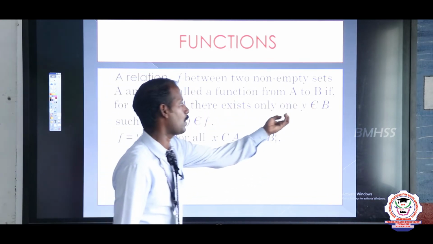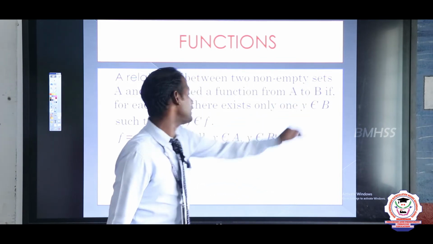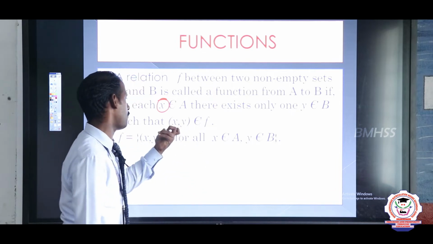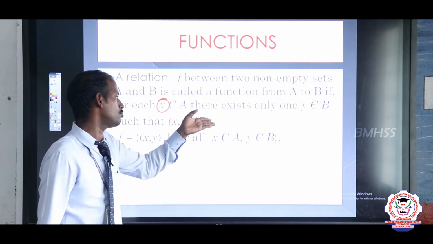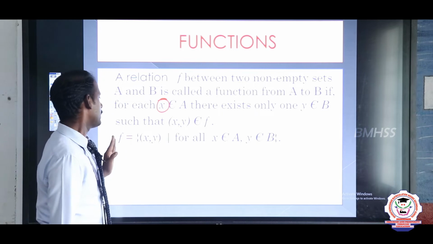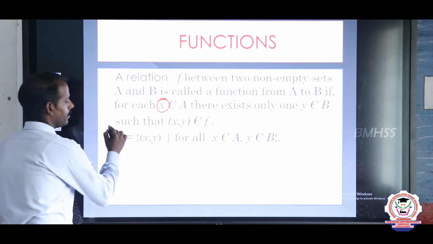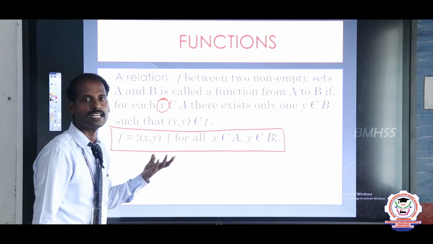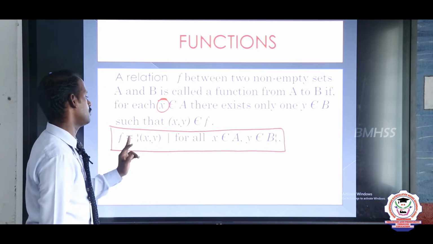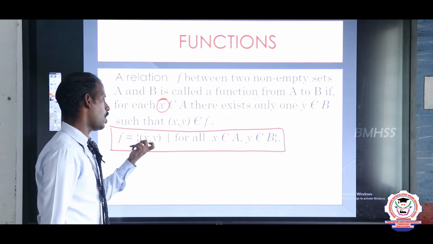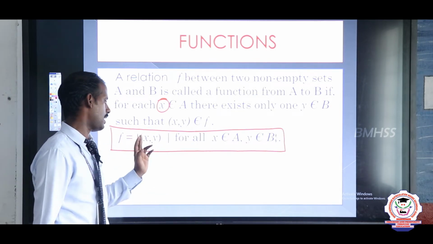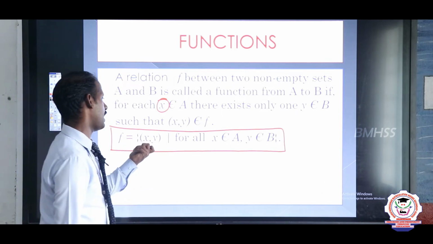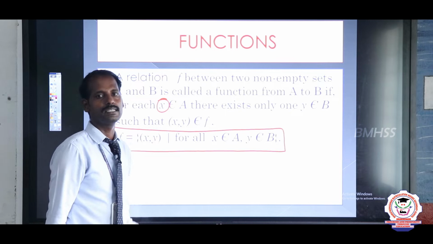So what are the elements y? The elements belonging to the B set, such that (x, y) is an ordered pair. So here the ordered pairs (x, y) belong to the function. This is a simple explanation of functions. Here f equals (x, y), the ordered pairs for all x belonging to A and y belonging to B. So every element belonging to A and B in this way is called a function.